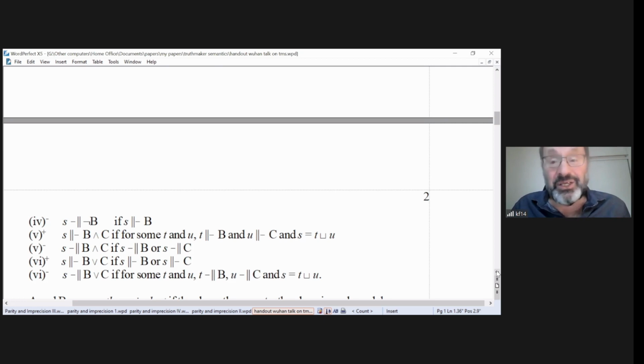But that condition is in violation of the idea that truthmakers should be exact. So if I've got a state S that makes B and C true, that is an exact truthmaker for B and C, it will not in general be an exact truthmaker for B, because part of the state S will be concerned with making C true, and that may have nothing to do with making B true.